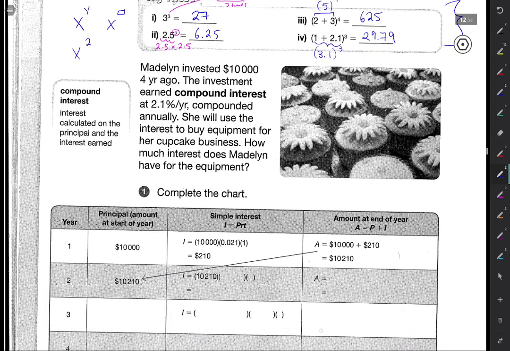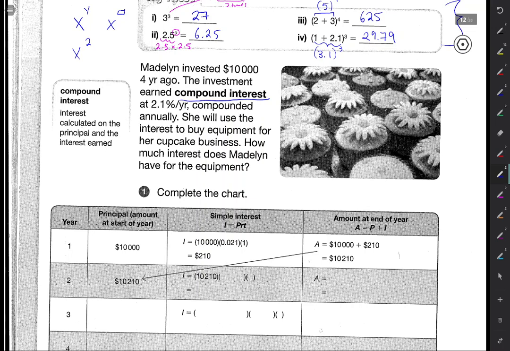So now let's actually look at the compound interest. Madeline invested $10,000 4 years ago. The investment earned compound interest at 2.1% per year, compounded annually. She will use the interest to buy equipment for her cupcake business. How much interest does Madeline have for the equipment?